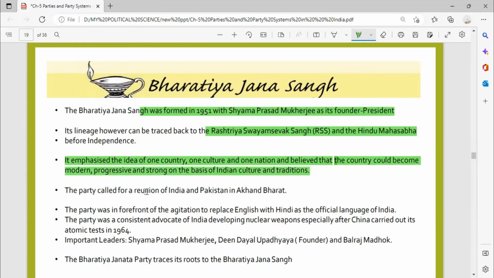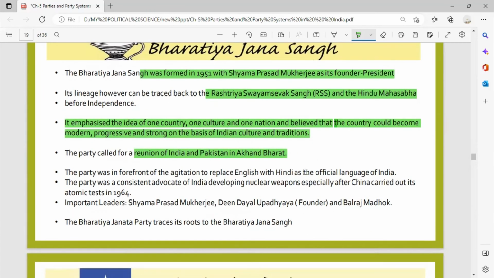So the party called for a reunion of India and Pakistan to develop Akhand Bharat. So it was the party which never liked the idea of separation of India into India and Pakistan. So the party was at the forefront in the agitations to replace English with Hindi as official language of India.